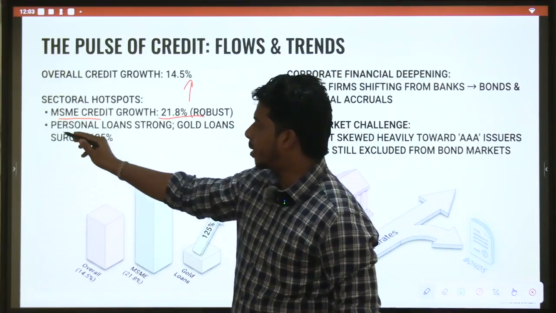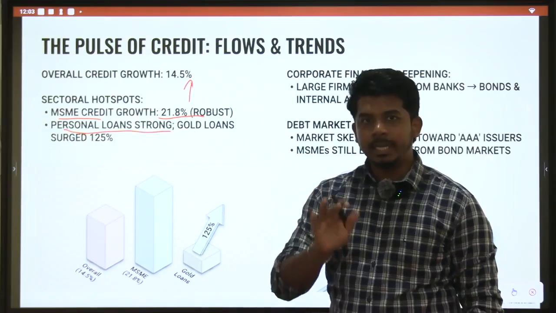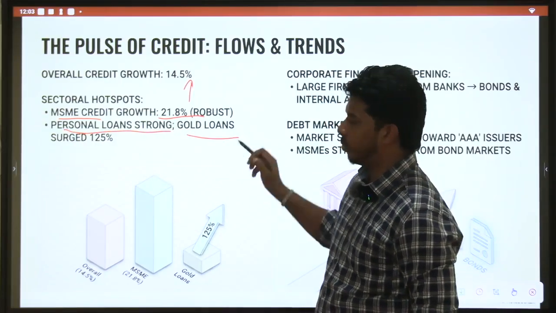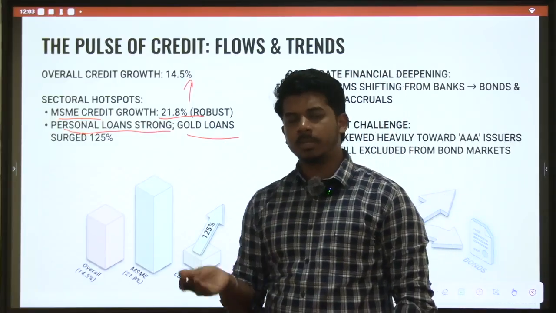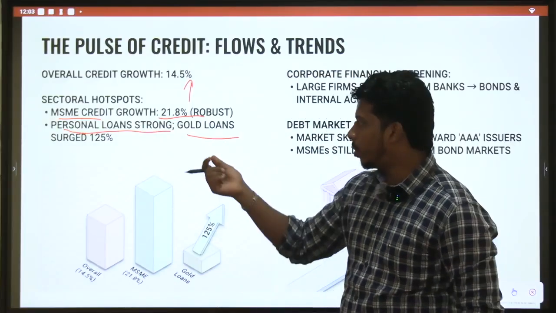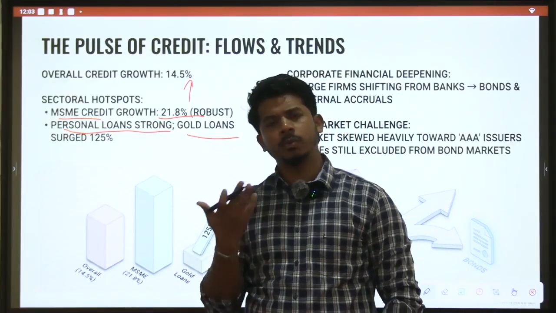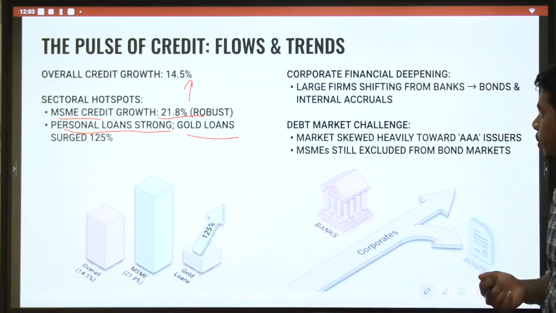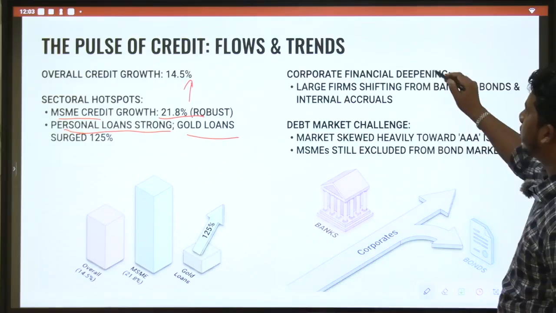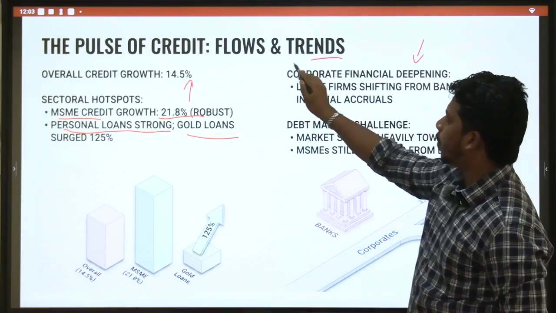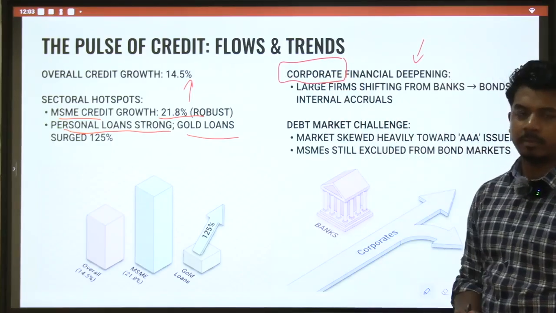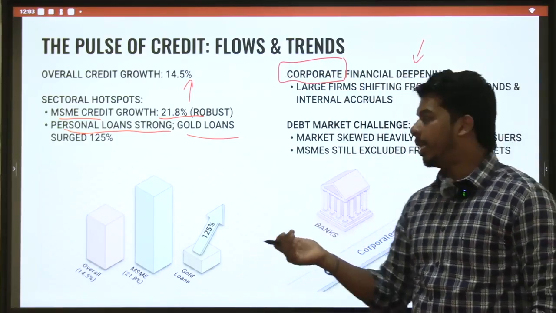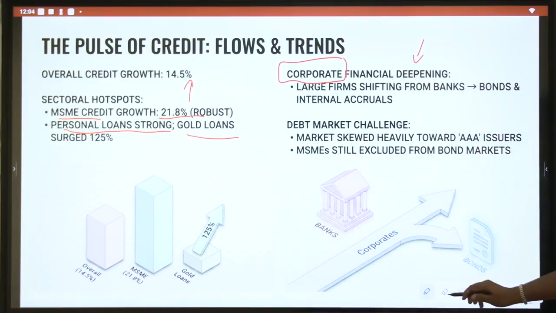Then personal loans are also increasing, driven by strong gold loans. Personal loans are mostly gold loans. Loans are of various types: house loan, gold loan. Here we are seeing a surge in gold loans. We already know the financial sector is deepening, particularly the corporate financial sector, that means other than government.